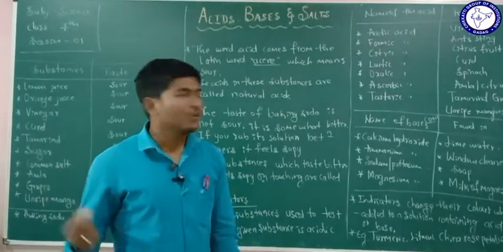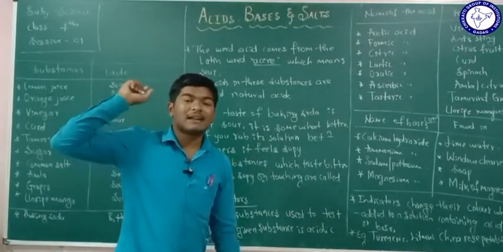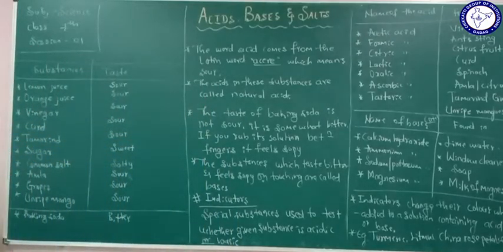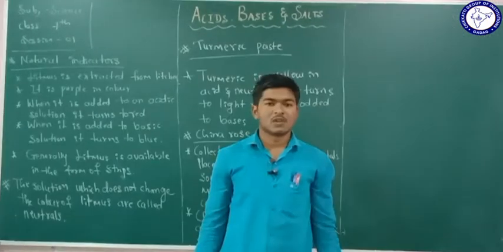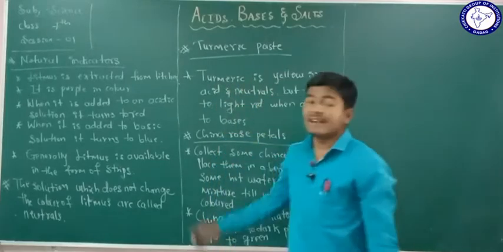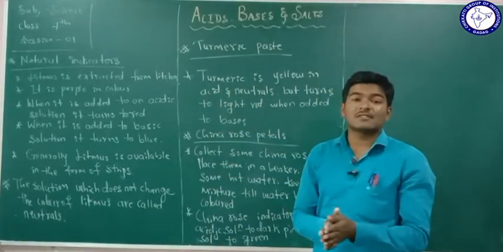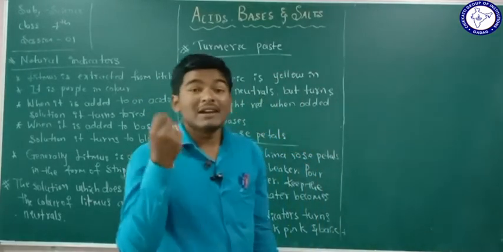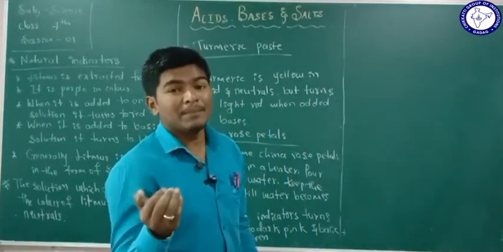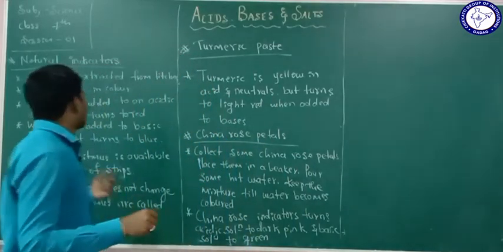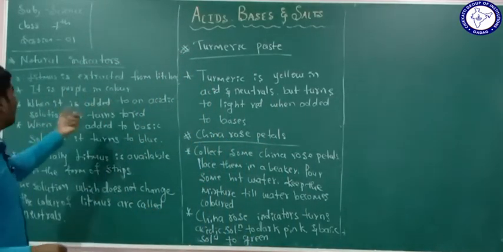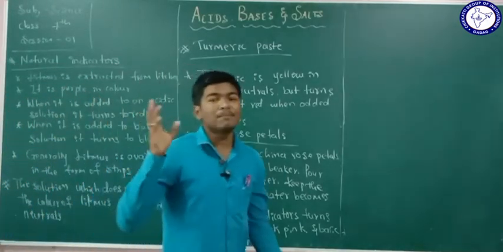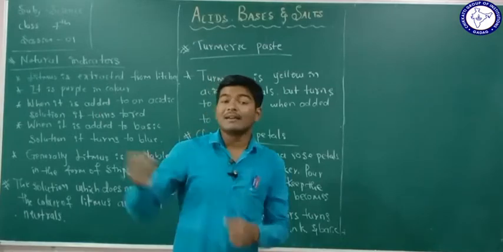Now we shall continue. What are the types of indicators? Under that, natural indicators. So now I am discussing natural indicators. Under natural indicators, I am considering litmus. You are familiar with litmus paper, but how is it prepared? Litmus is extracted from lichens, which are plants. Using this plant source, we make the litmus paper.